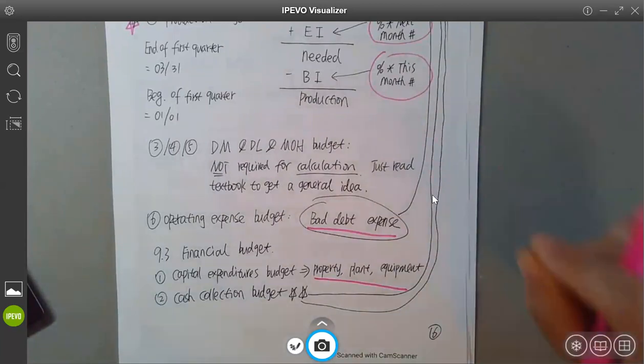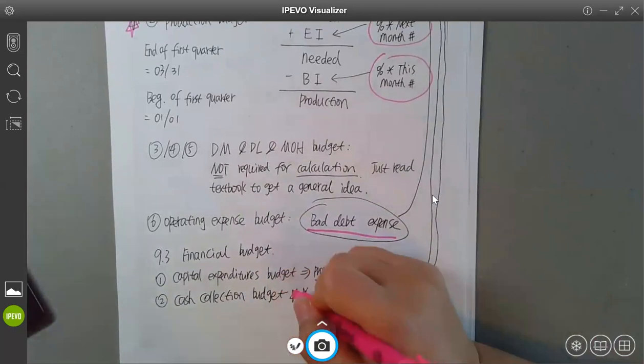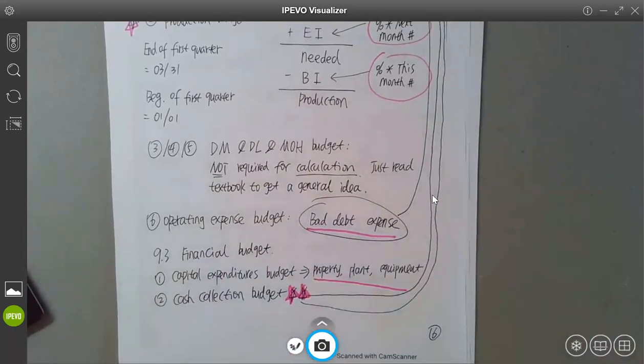That's it. But you should know when you will have a capital expenditure budget: when you have long-term assets. Okay. Next one, cash collection budget. You definitely will have a question from this part.